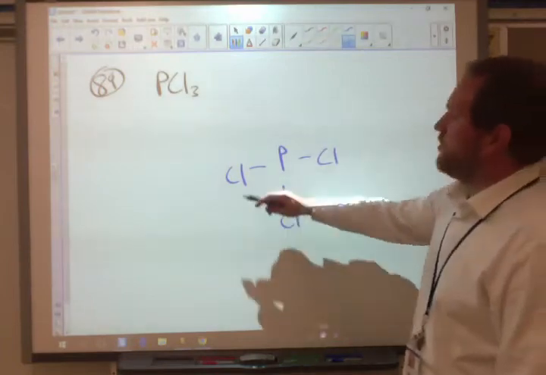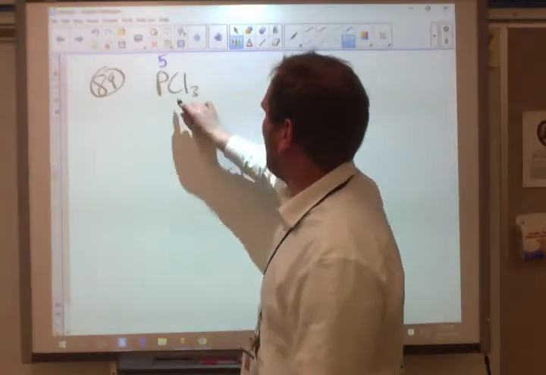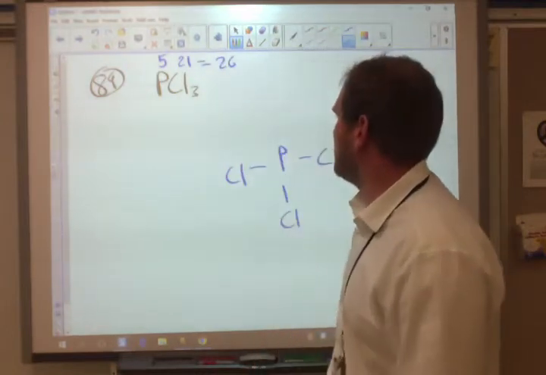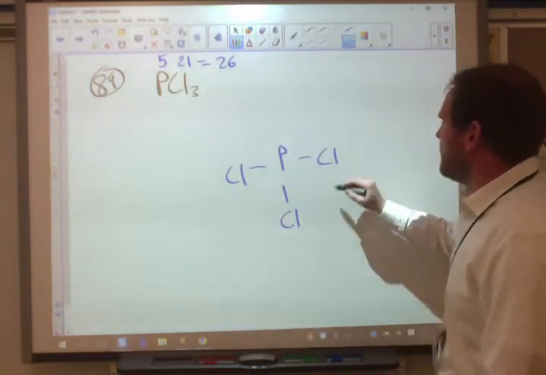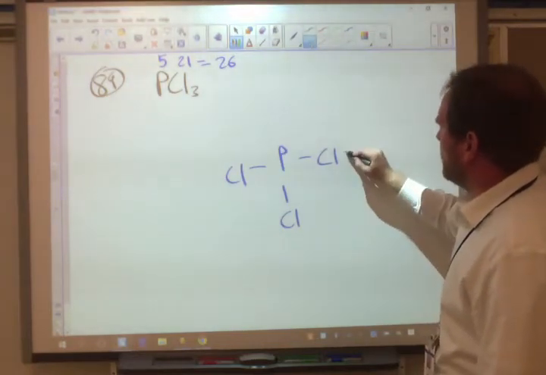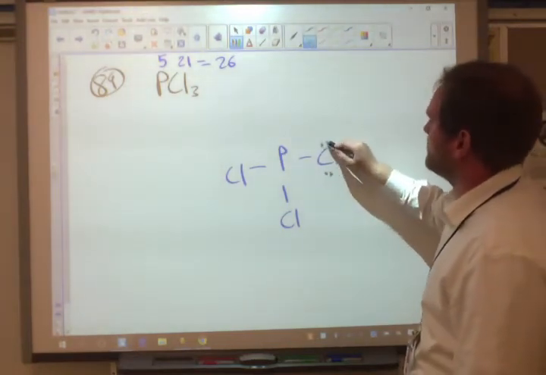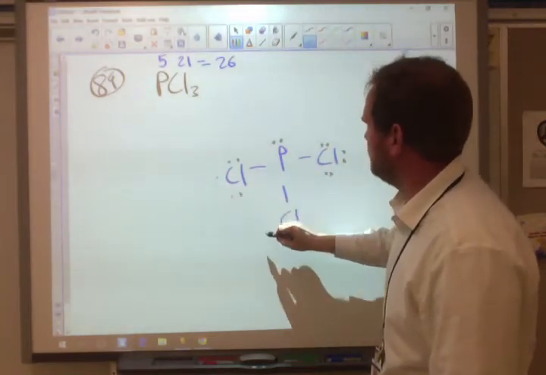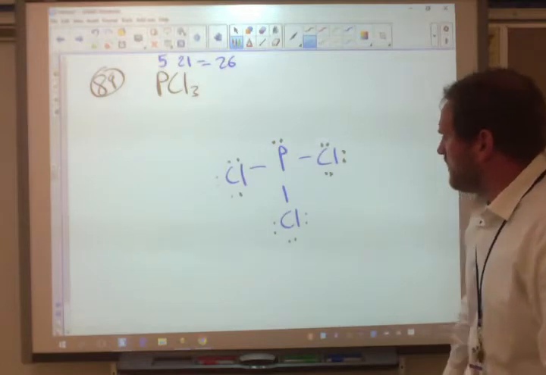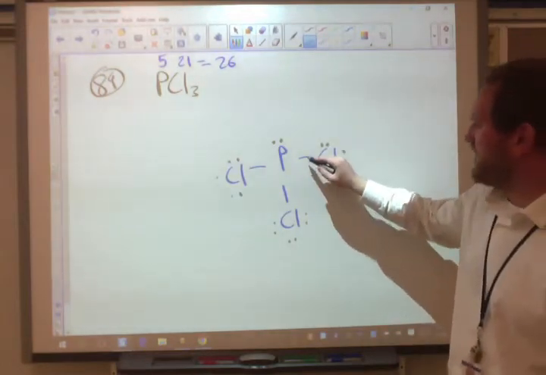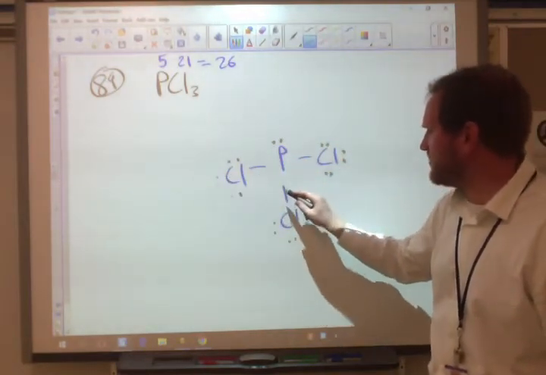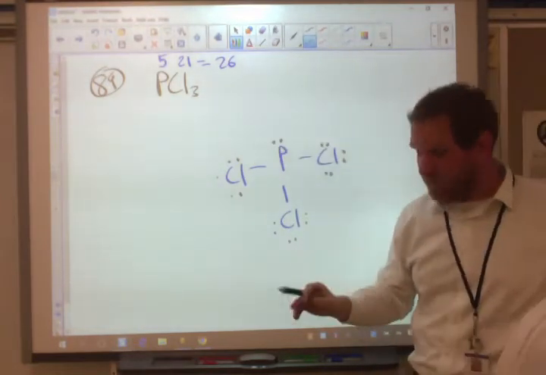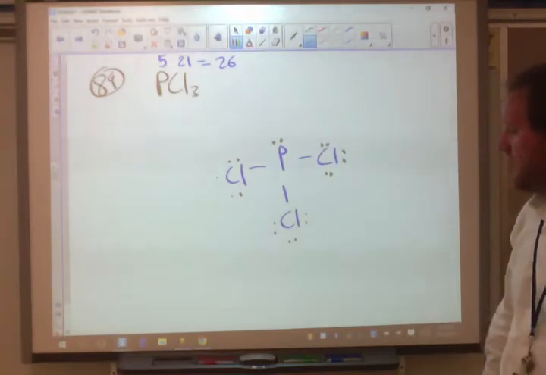Let's add up the total number of valence electrons. Phosphorus has 5, chlorine has 7 each for a total of 21. So that gives us 26 total valence electrons that we have to distribute. Let's put electrons, lone pairs, I should say, on each of our atoms. Don't forget the phosphorus. And now we add them up: 2, 4, 6, 8, 10, 12, 14, 16, 18, 20, 22, 24, 26. 26 matches 26, we're good. No double bonds, no triple bonds, anything like that.